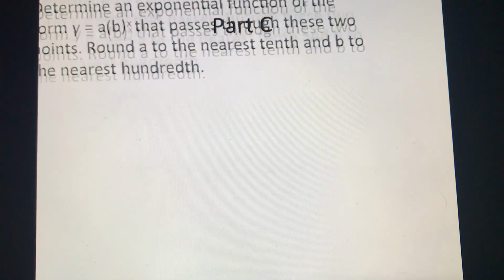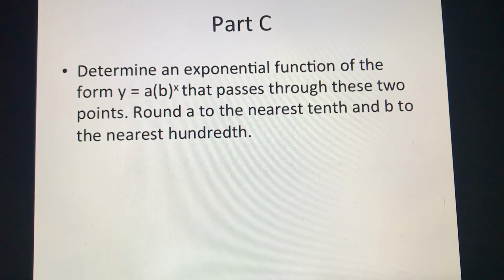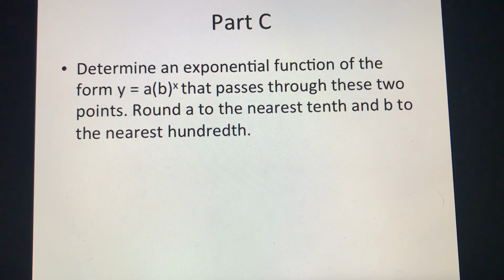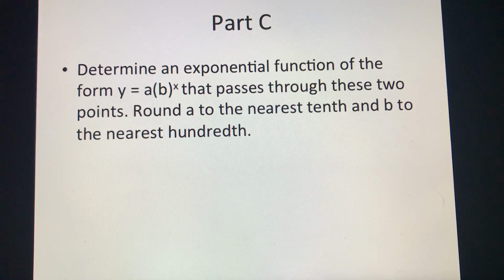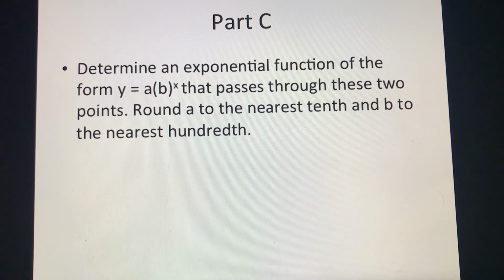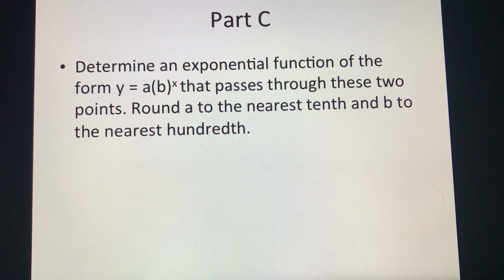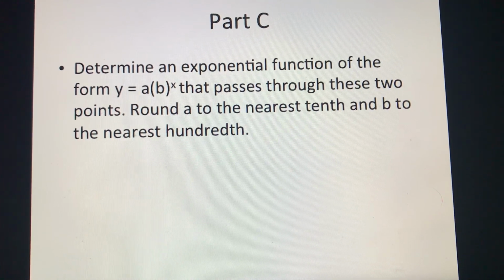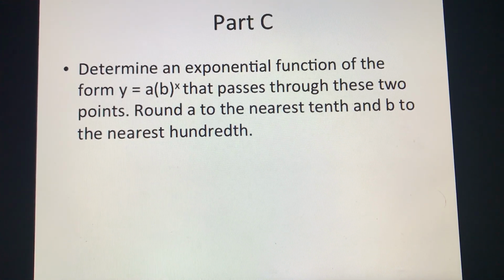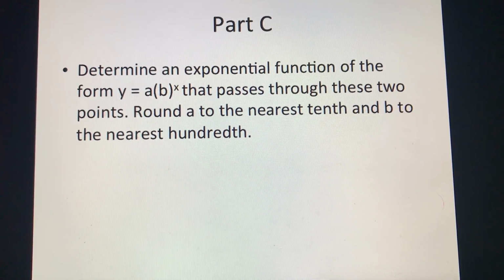Moving on to part C. Determine an exponential function of the form y equals a times b to the power of x that passes through these 2 points. Round a to the nearest 10th and b to the nearest 100th. If you want to solve this by yourself, pause the video now. If not, we're going to continue.